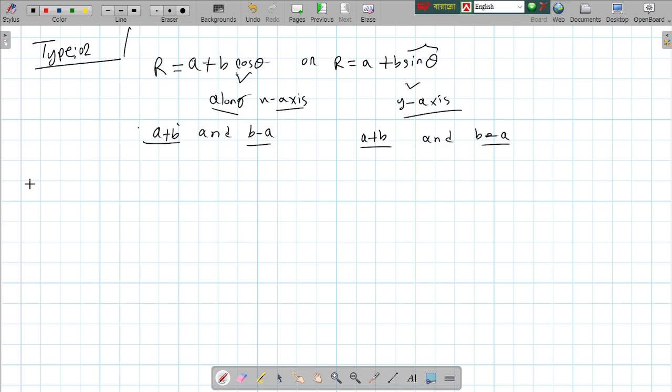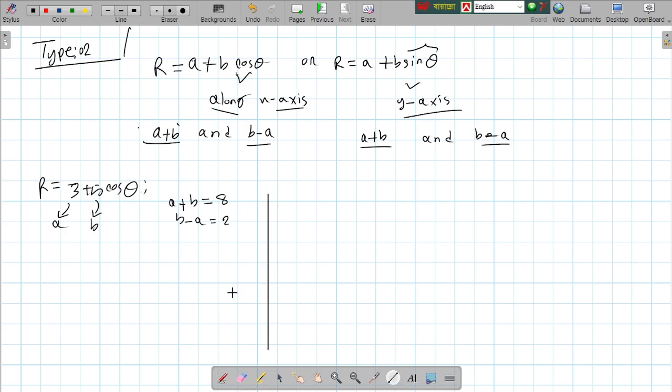Suppose r equals 3 plus 5 cos theta. So we need to select some positions. The value of a is 3 and this is b. So a plus b is 8 and b minus a is 2. So let's start to trace the curve.